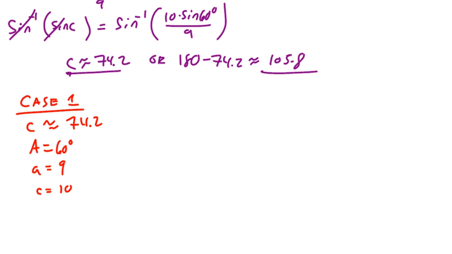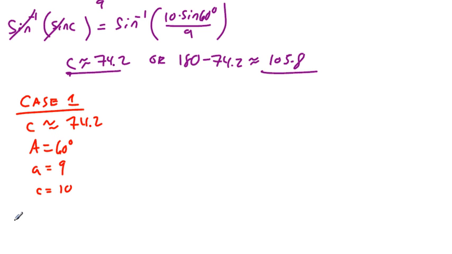Okay, so when it says to use law of sines, you have to find all 6 items, all 3 angles and all 3 sides. So we have all 3 sides, and does it make sense that we have to find the other angles?